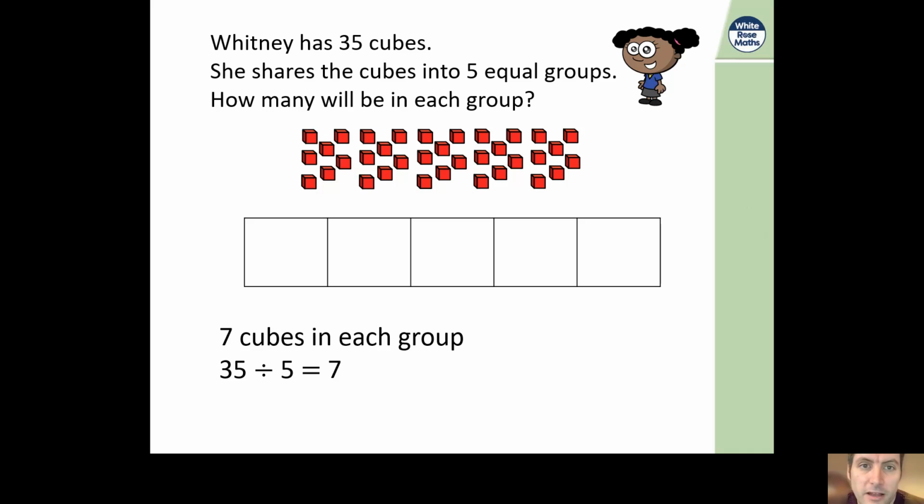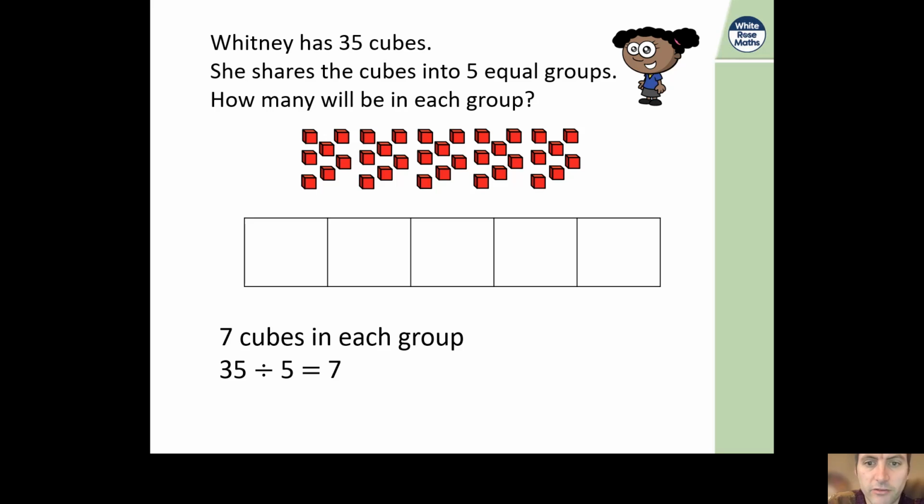Now we've got this friend here, Whitney. She's got 35 cubes. She's going to share those cubes into 5 equal groups. As we look through, we can see those 35 cubes, and what she's done there is split up a table into 5 sections. So she's then able to split them into 5 equal groups.